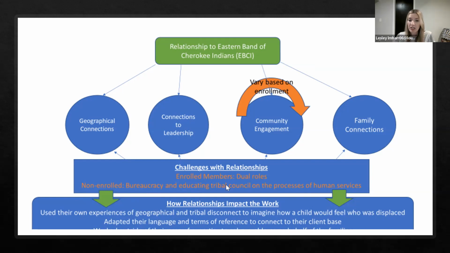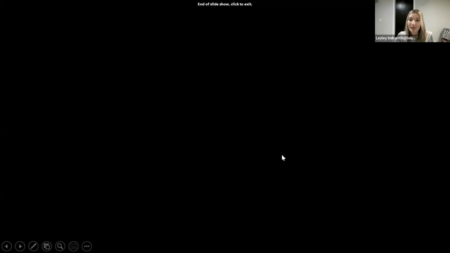But ultimately, we wanted to look at how relationships impact the work. So we wrote a little paragraph on that: people used their experiences of geographical and tribal disconnect to imagine how a child would feel who was displaced. They adapted their language in terms of reference to connect to their client base. And there are a few others that you can read about in terms of our findings in the figure that I posted below. So that is all that we have for this week.